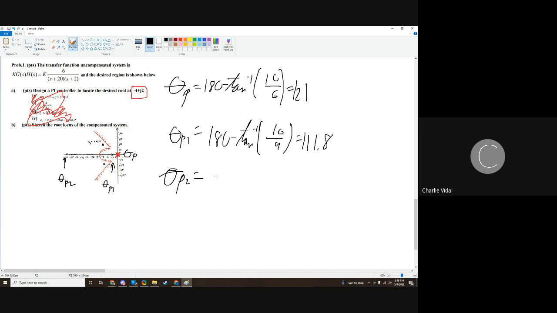Equal to, so in this case, this is an acute angle, right? Because it's going to S desired. So we don't do the 180 minus the inverse tangent. We just do the inverse tangent. I got messed up before on that one.